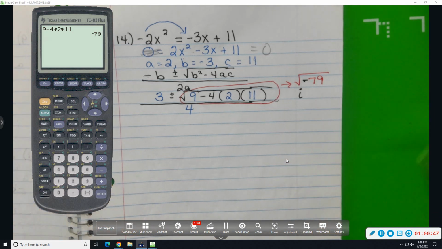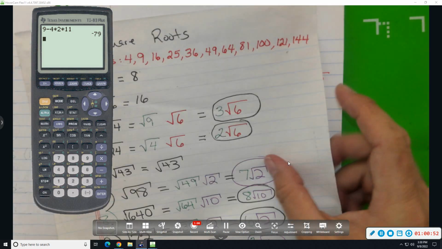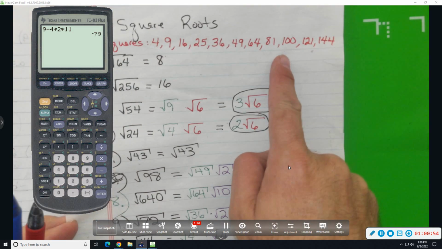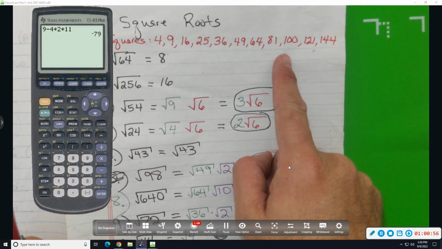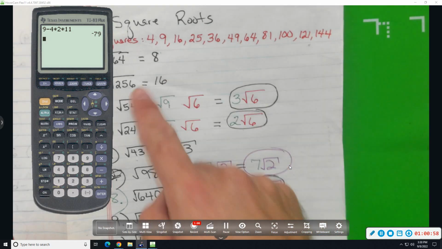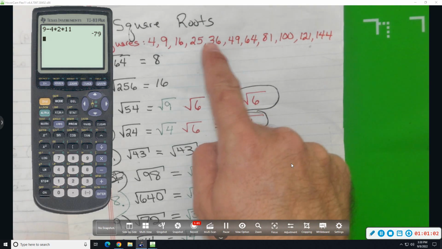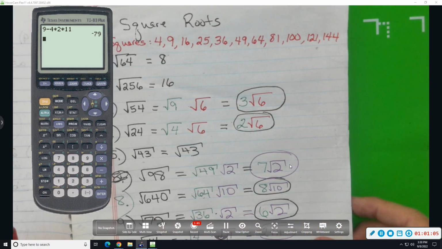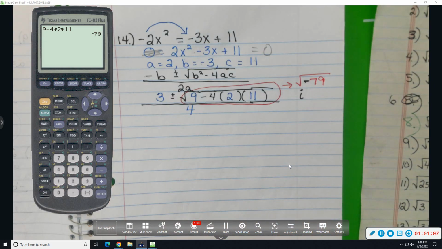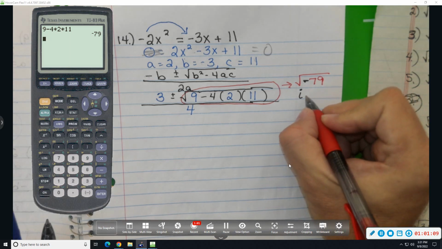Is 79 a perfect square? No. Is there a perfect square that would divide evenly into 79? Is there anything that divides into 79? Other than 1 and itself, no. 79 is prime. They're actually being pretty nice to us, giving us numbers under the radical that we don't have to do a lot of reduction to.